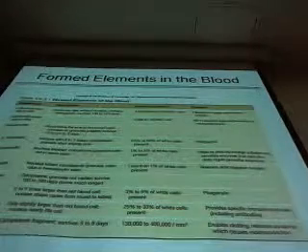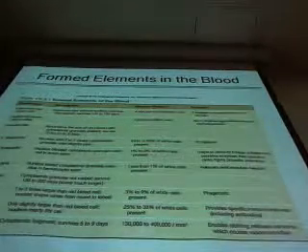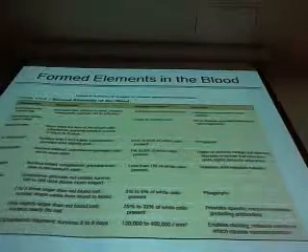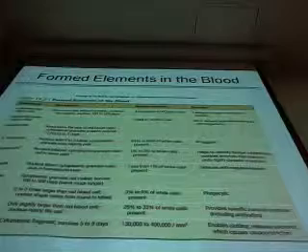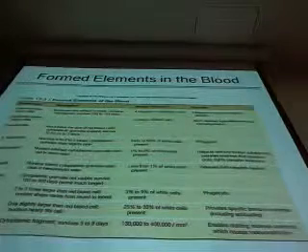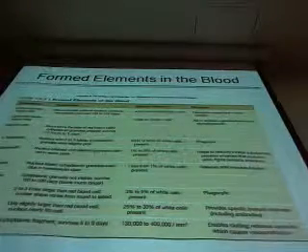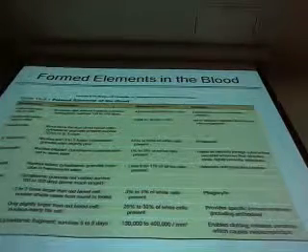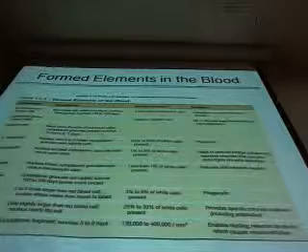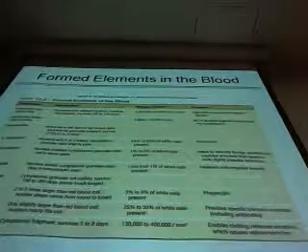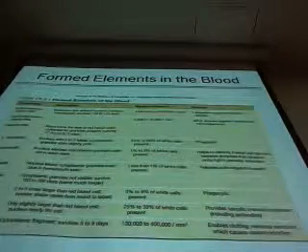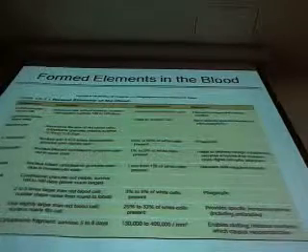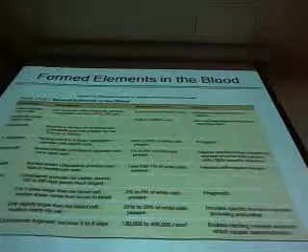Okay, formed elements in the blood. You have the red blood cells, you have the white cells. Red cells, biconcave, without a nucleus, 100 to 120 days, 4 to 6 million per millimeter cubed. A cubic centimeter is about the size of a sugar cube. A millimeter cubed is 1/1000th of that. So it's very small. So there's 4 to 6 million.